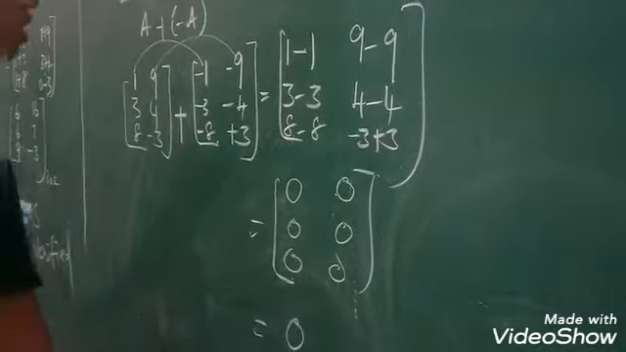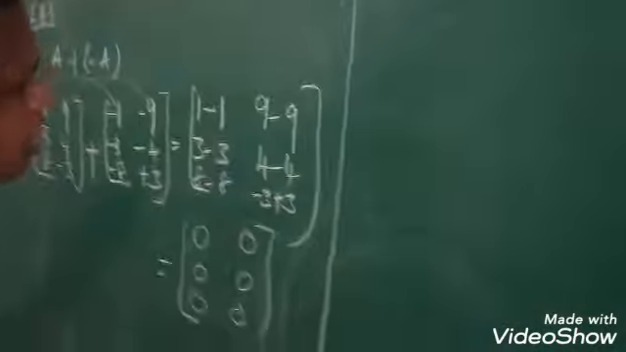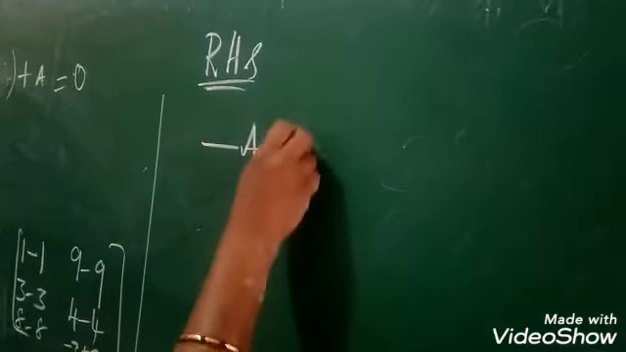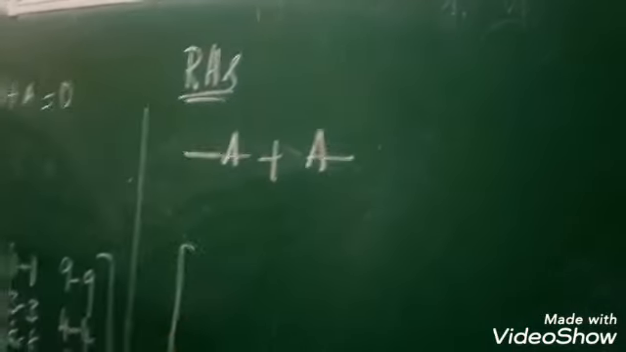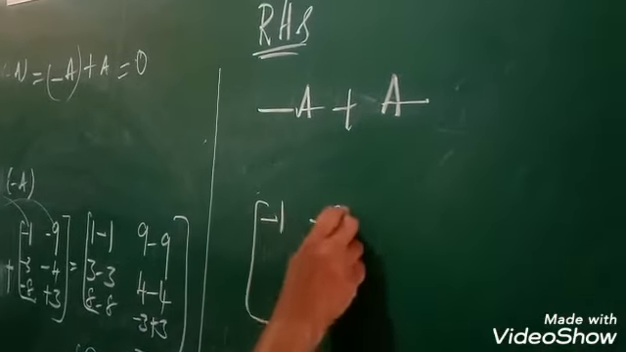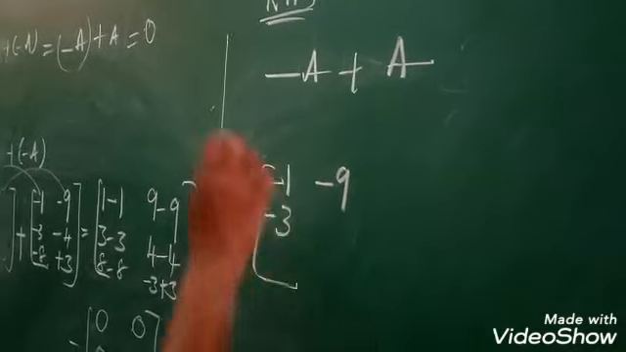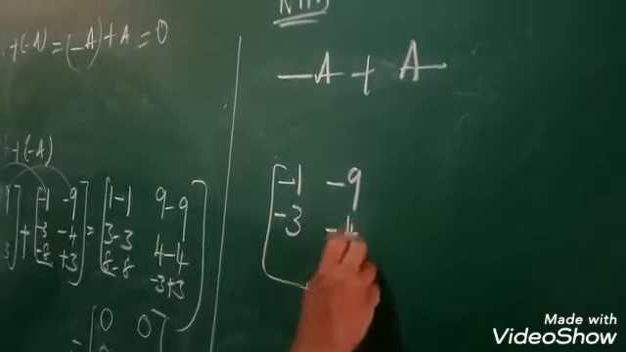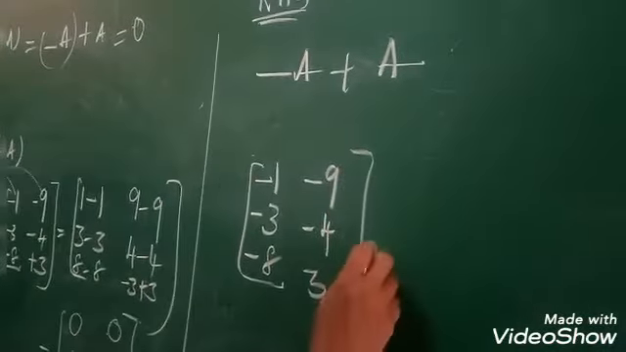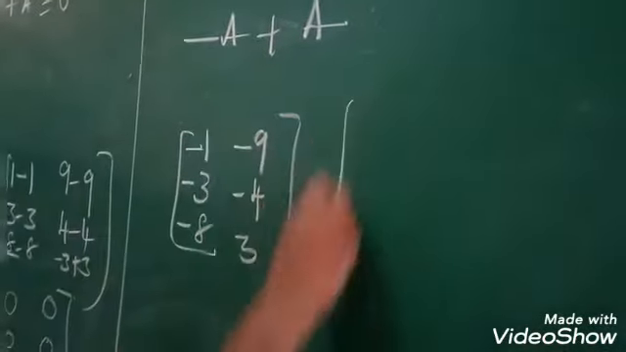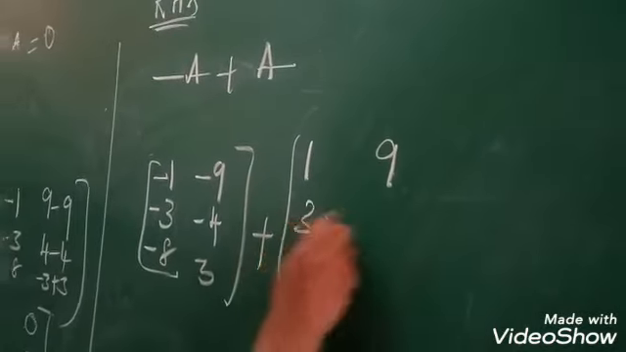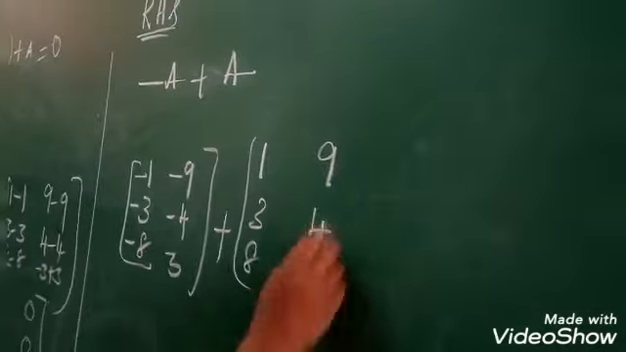In the LHS, in the same way, we want to find out the RHS: minus A and plus A. First we want to write the negative matrix of A. What is the negative matrix of A? Minus 1, minus 9. Because I already said, in matrix A you have to change the symbol alone. Positive to negative, negative to positive. Okay girls, write this in the negative matrix. Then add with the original matrix. What is the A matrix given? 1, 9, 3, 4, then 8, minus 3.